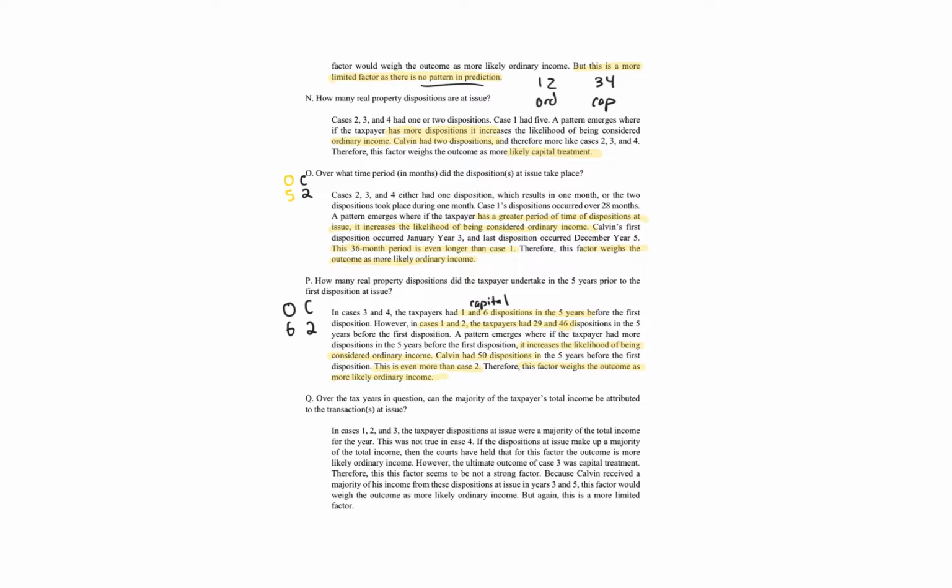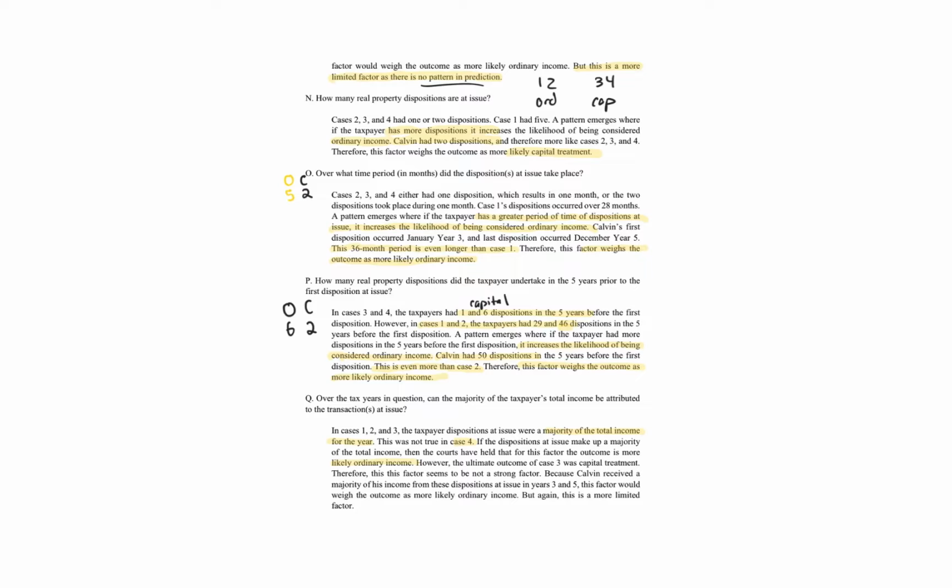In cases 1, 2, and 3, the taxpayer's dispositions at issue were a majority of the total income for the year. This was not true in case 4. Case 4, by the way, ruled ordinary. If the dispositions at issue make up a majority of the total income, then the courts have held that for this factor, the outcome is more likely ordinary. So if the answer is yes, it's more likely ordinary.